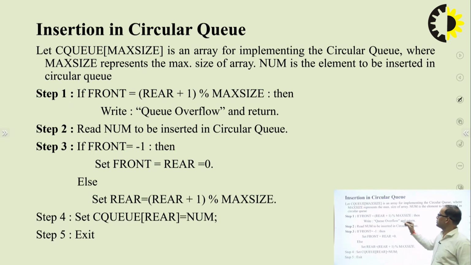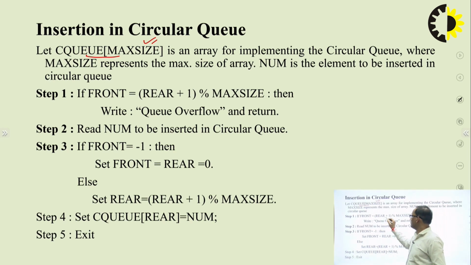So this is my queue array, and this is the max size, which represents how many elements the queue can store. Front represents the end from which the deletion will be performed. Rear represents the end at which the insertion will be performed.